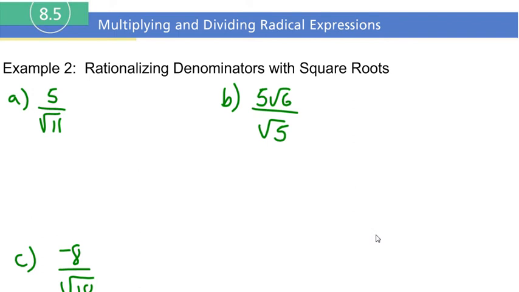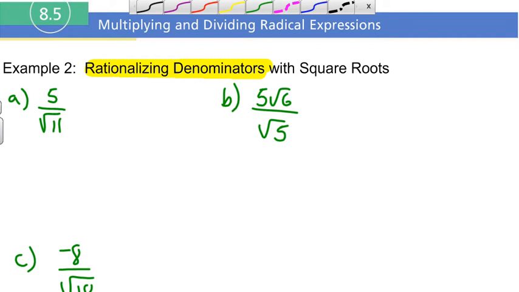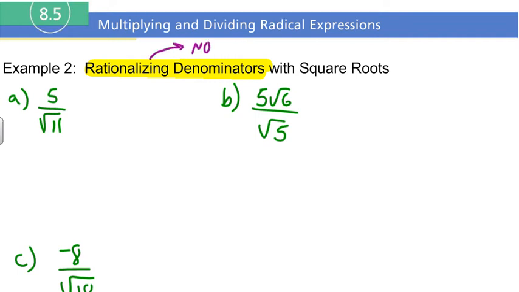In this example, we're going to learn how to rationalize denominators. Basically, the whole notion of rationalizing denominators just means rewriting your fraction without a radical in the denominator. So it's basically what that means right there. This just means no radicals in the denominator.